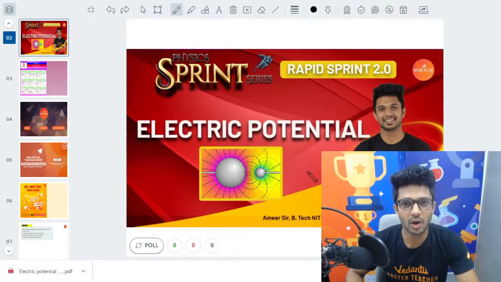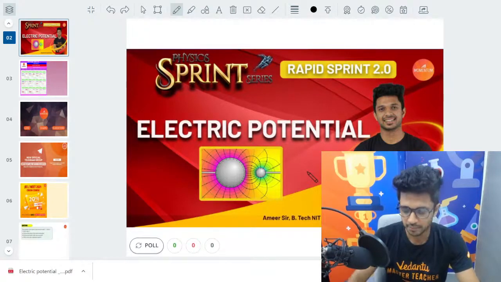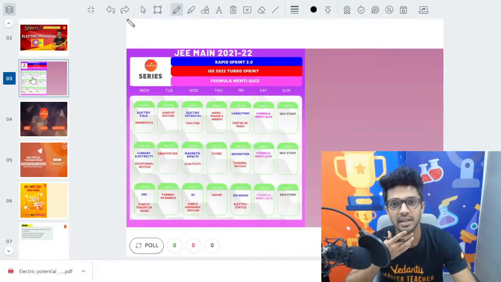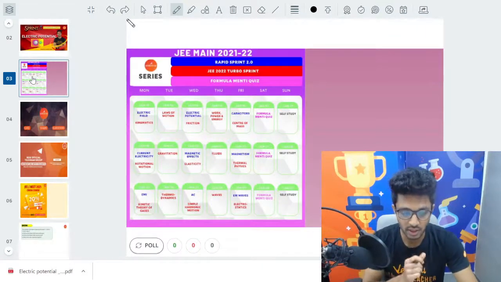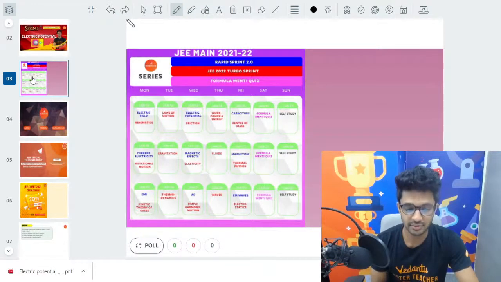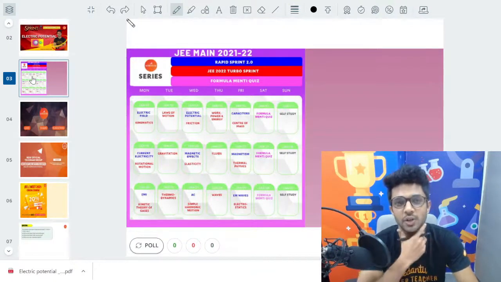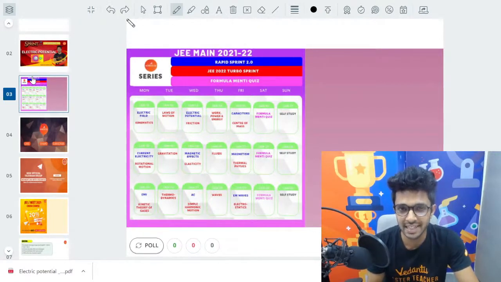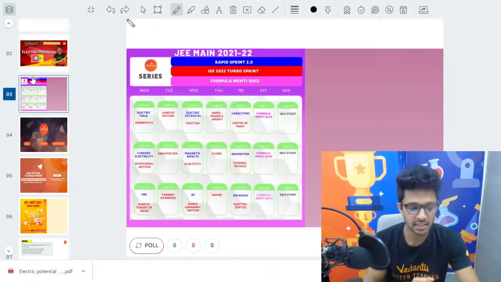I hope you know why we are all here. Here we are with Rapid Sprint 2.0, and we have already completed the first chapter, which is electric field. I can show you the timetable for this particular month. On Jan 11th we covered the electric field, and Garang sir covered kinematics. Here we are on Jan 13, and today's topic is the electric potential. We're going to go into detail on all the concepts and discuss most of the amazing questions from this chapter.